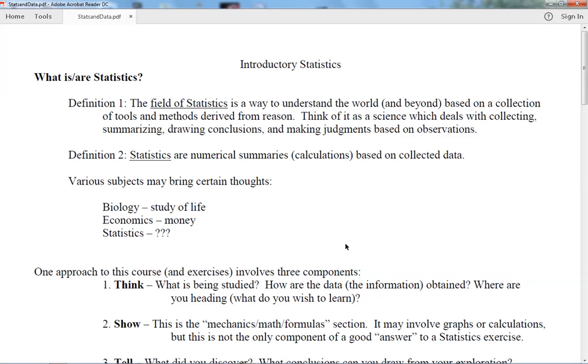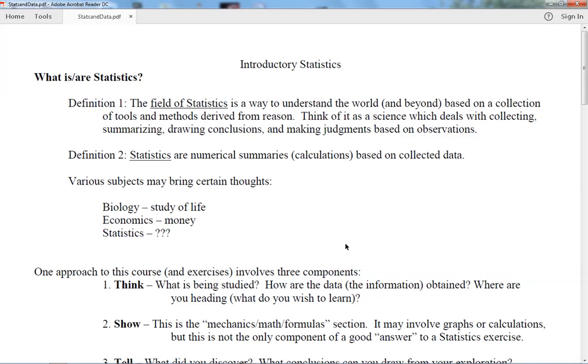Definition 2 says statistics are numerical summaries or calculations based on collected data. Notice in definition 1 you look at the bigger process, while with definition 2 you focus on a smaller component of the bigger process.